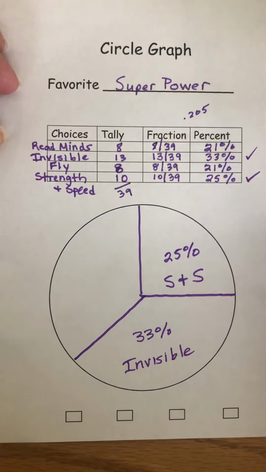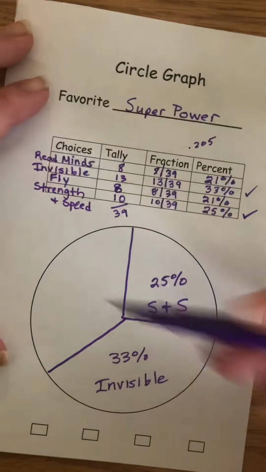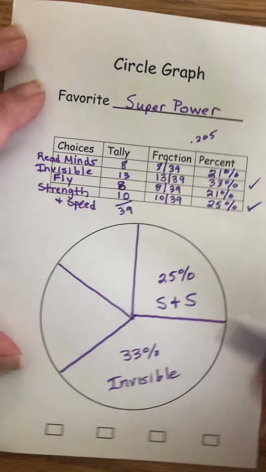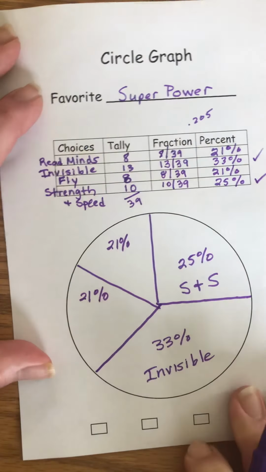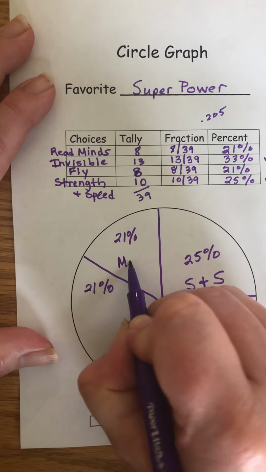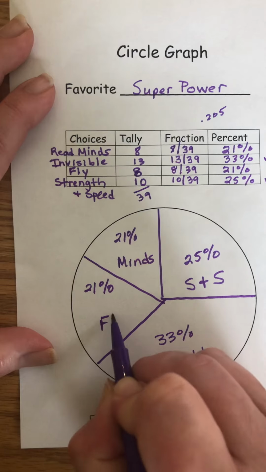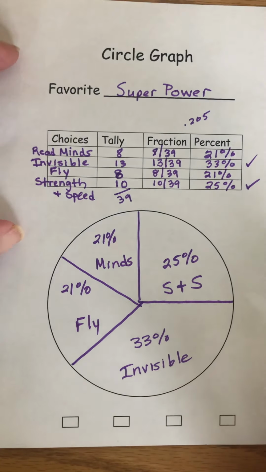The next two are equal, which makes it really easy because whatever I have left, all of this has to add up to 100%, or close to. Sometimes it's 99, sometimes it's 101 because of the rounding. So I'm just going to take this and cut it in half, and say, okay, this needs to be a 21%. And I'm going to call this one, let's see, what was it? Read minds. And this one is to fly. So that is how you create a circle graph.